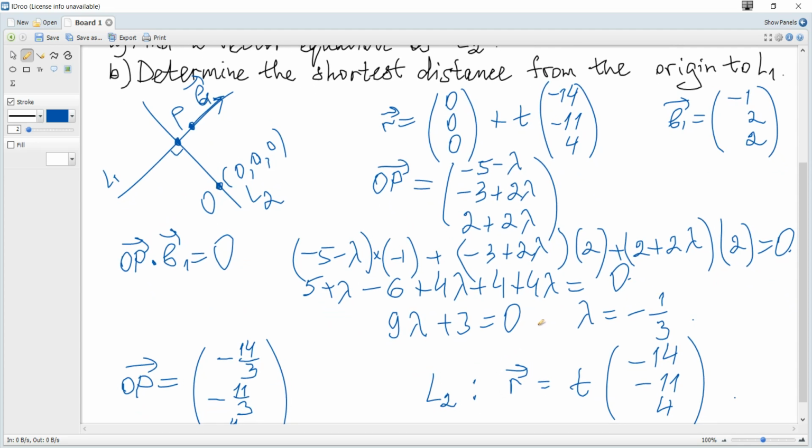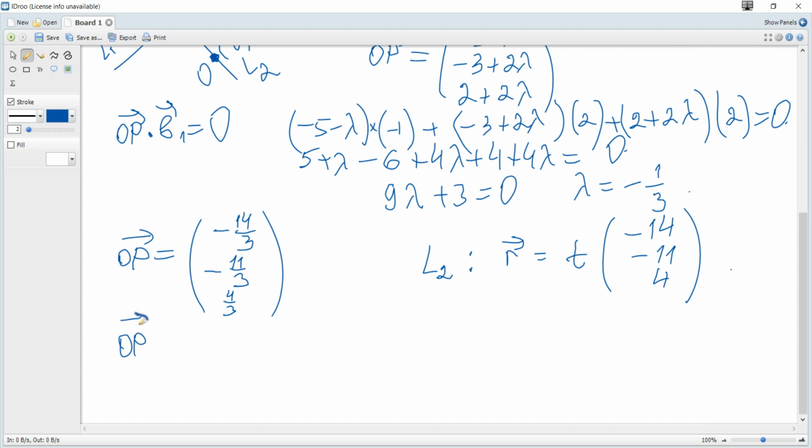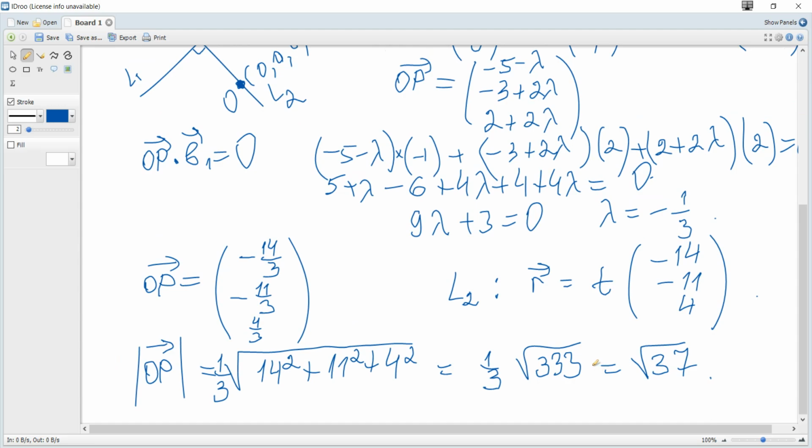And determine the shortest distance from the origin to L1. We can see that it's just distance OP, and it's just the magnitude of vector OP, the square root of the sum of squares of the coordinates. So we can factor out 1/3, and it becomes 14 squared plus 11 squared plus 4 squared, and it is equal to 1/3 square root of 333, which is square root of 37. And that's all for this question.